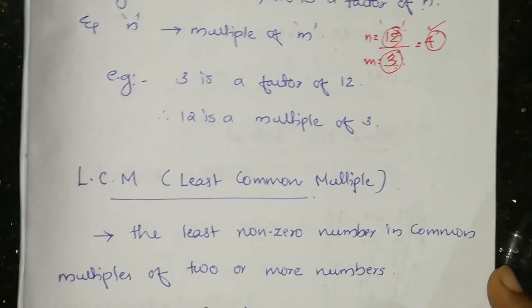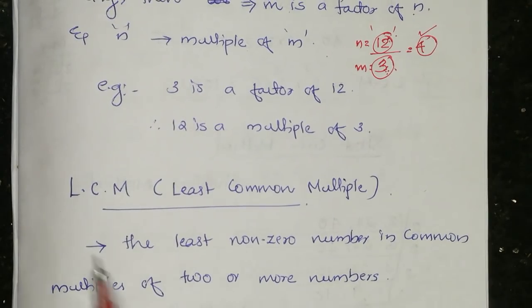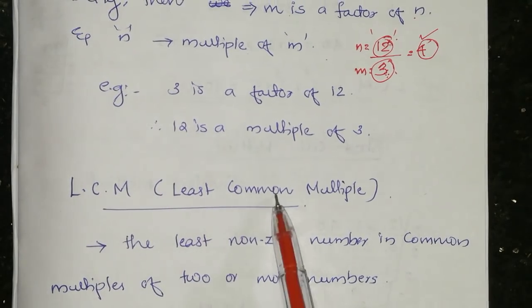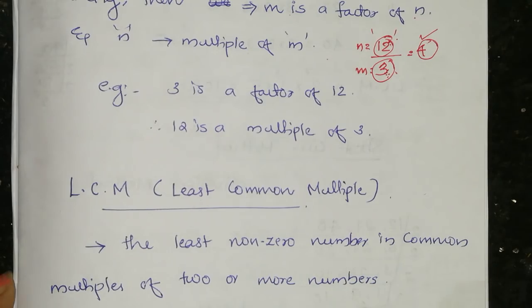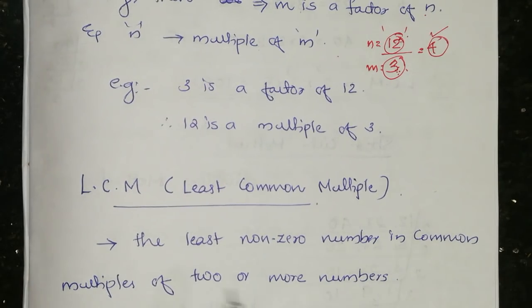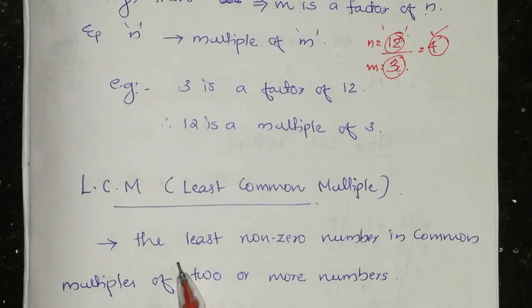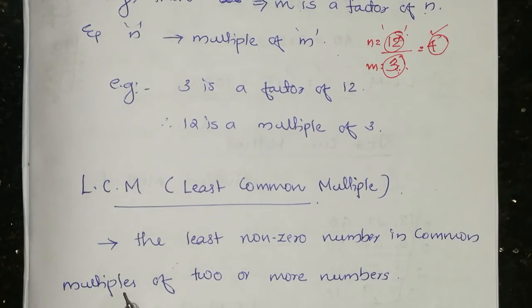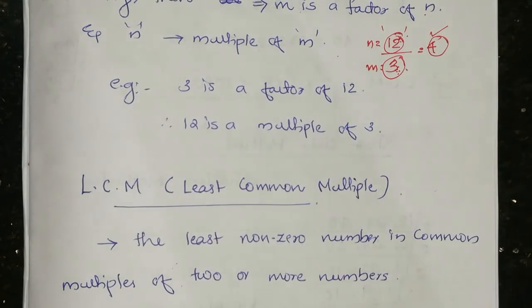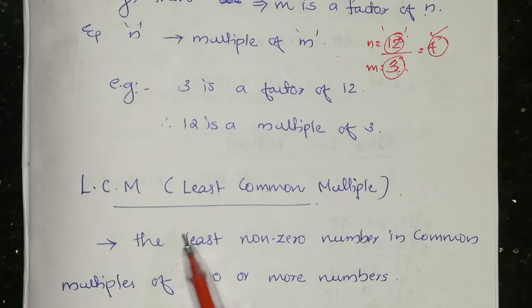Then LCM. LCM is the least common multiple. What is this actually? The least non-zero number in common multiples of two or more numbers.